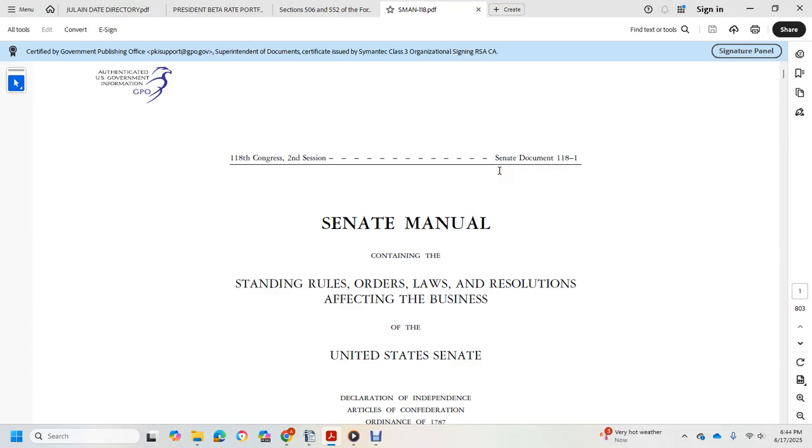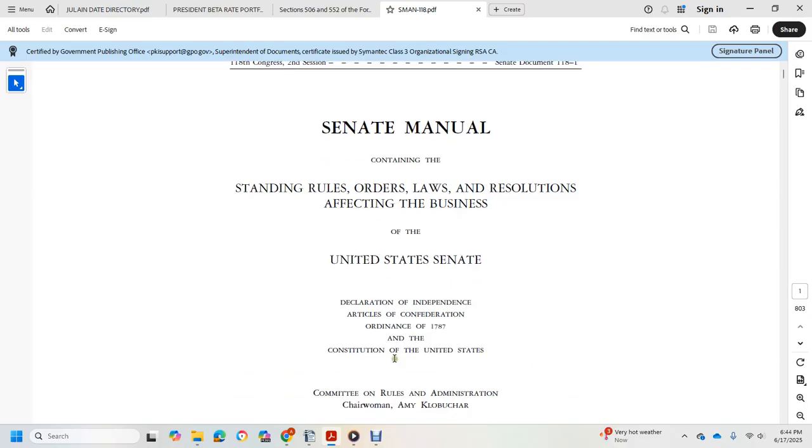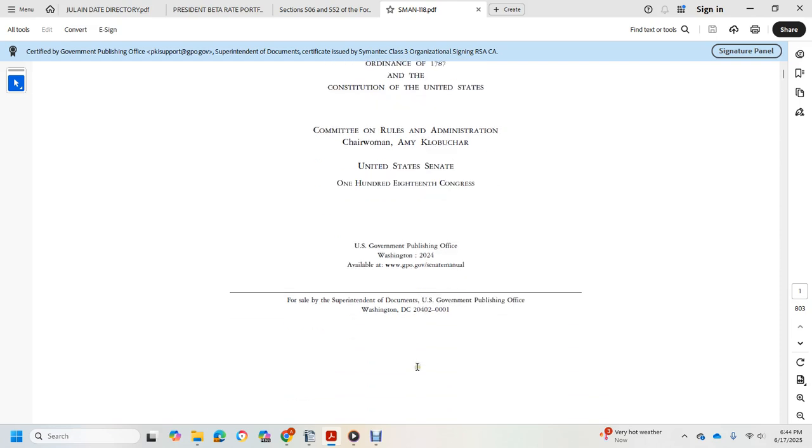Alright, the 118th Congress, Second Session, Senate Document 118-1, Senate Manual containing standing rules, orders, laws, and resolutions affecting the business of the United States Senate, Declaration of Independence, Articles of Confederation, Ordinance of 1787, and the Constitution of the United States. U.S. Government Publishing Office, Washington, 2024.